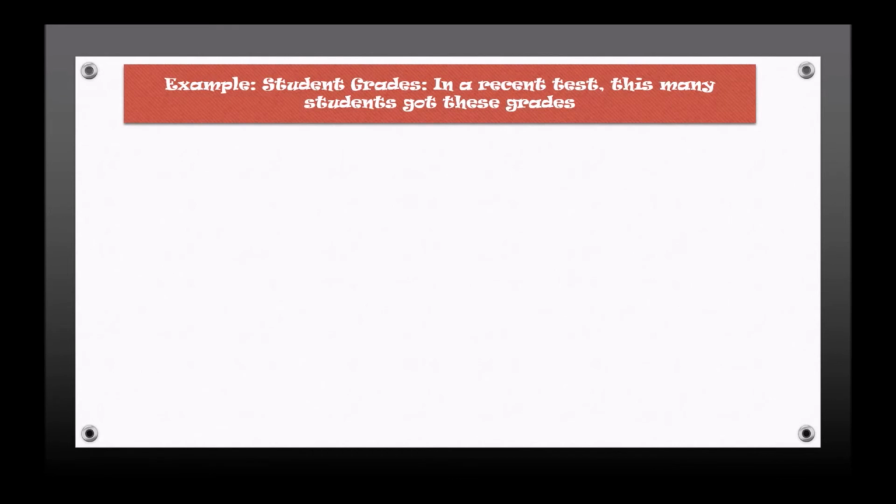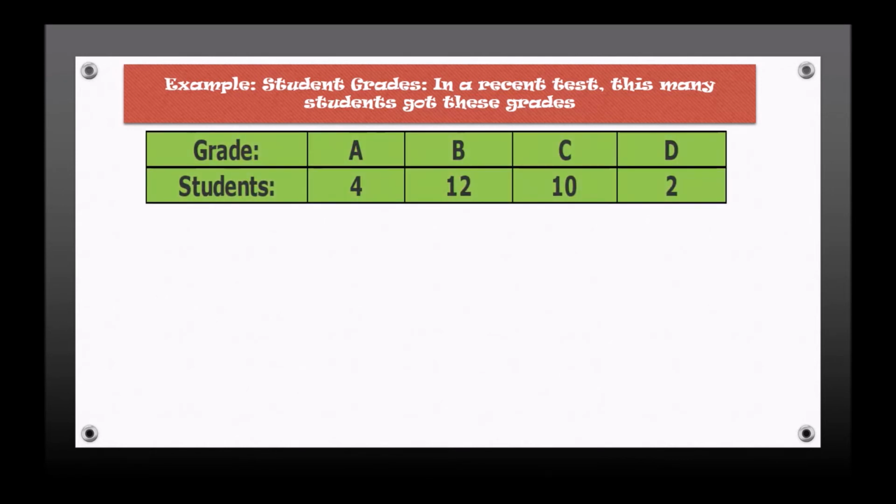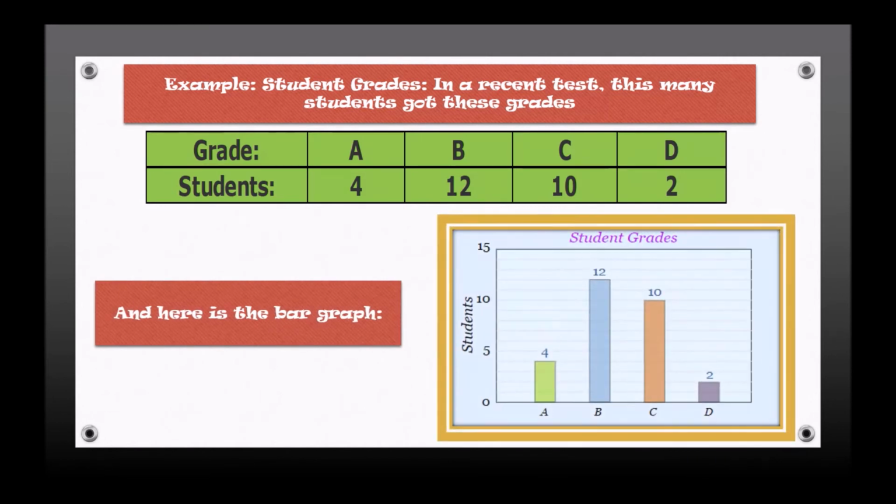Another example, students' grades. In a recent test, this many students got these grades. So the grades are A, B, C, and D. The students are 4 who got A grade, 12 with B grade, 10 with C grade, and 2 with D grade. And here is the bar graph.